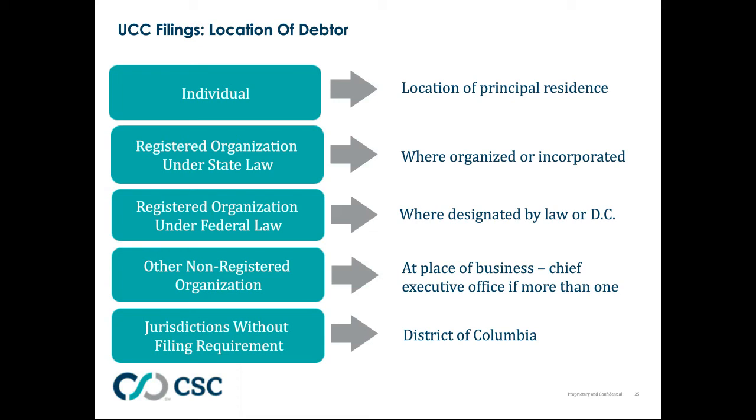And then if you're filing and it's a jurisdiction without filing requirements, so this would be entities that are not formed in the United States. Maybe you have a Canadian company and they're conducting business in the U.S., but there's no Canadian UCC. They have PPSAs, and if you need to file in the U.S., where do you file? Well, in this case, you're going to file in the District of Columbia, so any of those entities without jurisdiction.